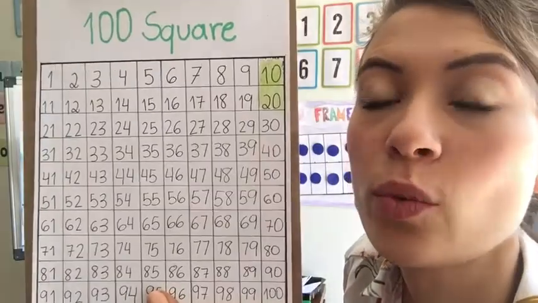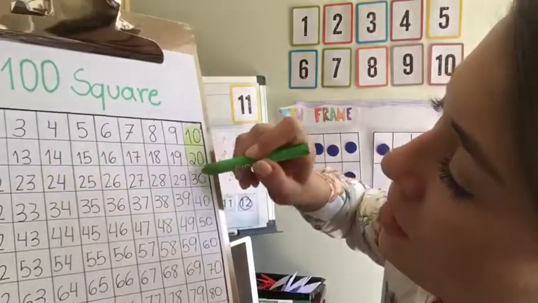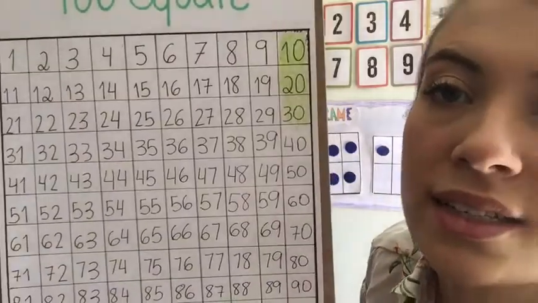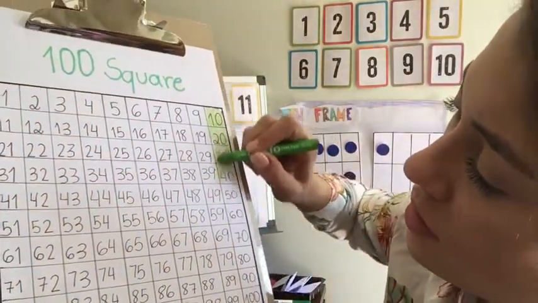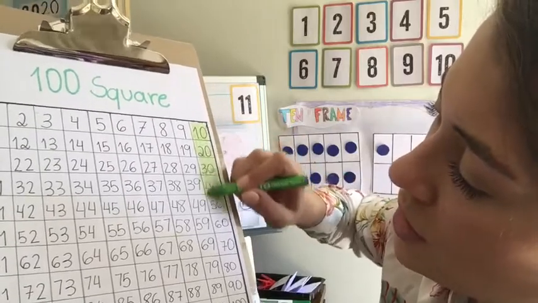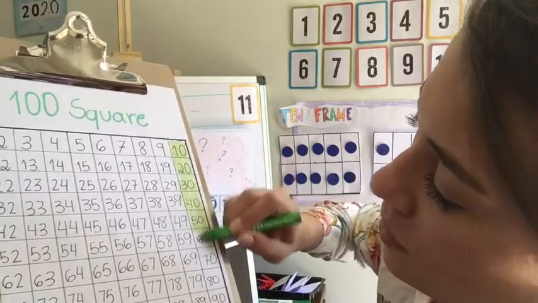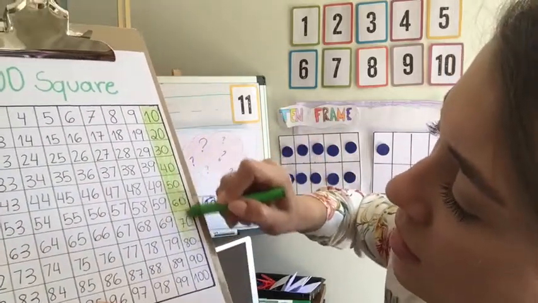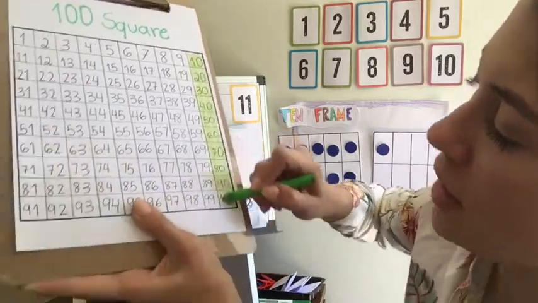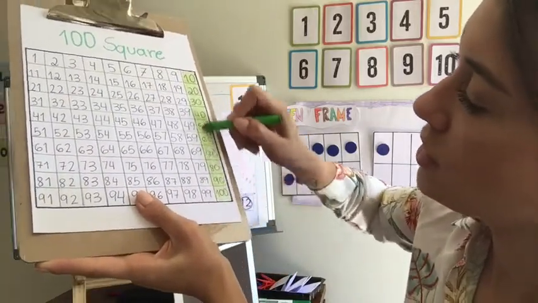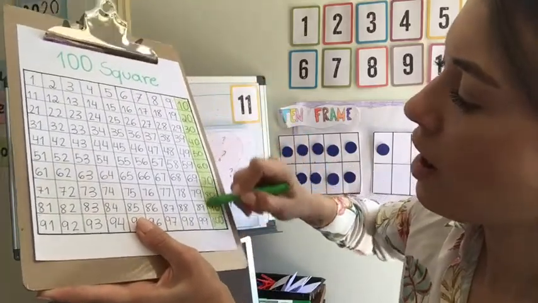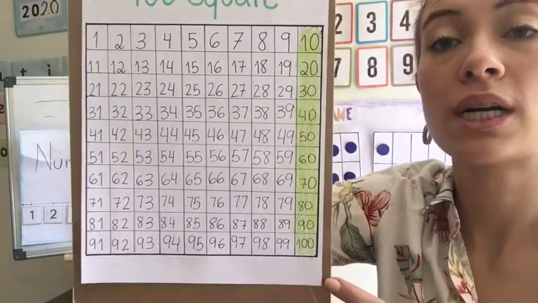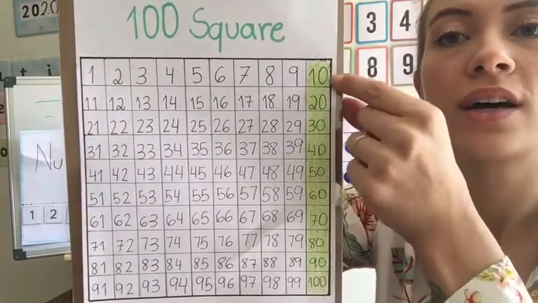And what is the next one? This. And the next, 4th. 40, 50, 60, 70, 80, 90, and 100. As you can see, we have here one column where all of these numbers end with the 0.